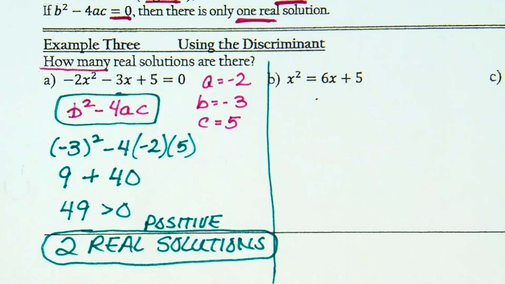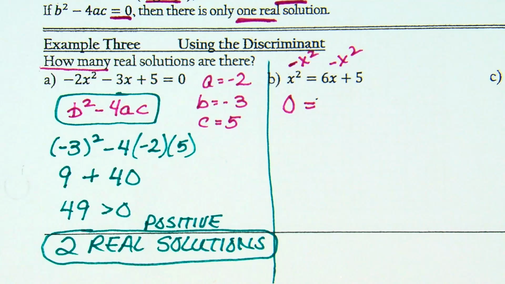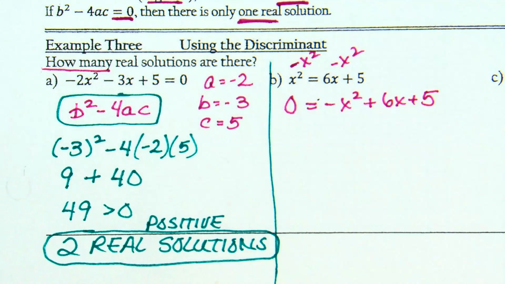So if I subtract x squared over, 0 equals, make sure you put them in the correct order, right? Meaning that my x squared term has to come first. So negative x squared plus 6x plus 5. Write down your A, B, and C if you so desire, or jump right into the problem. What's A? Negative 1. B is 6. And C is 5.